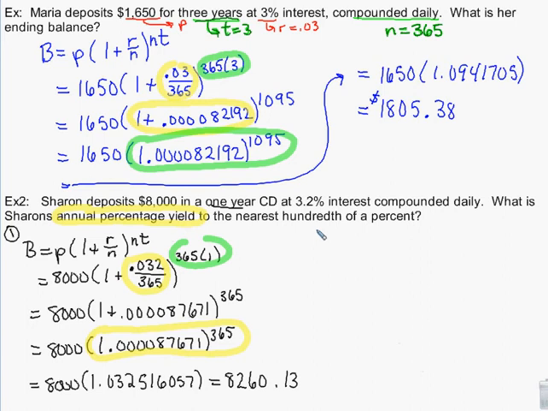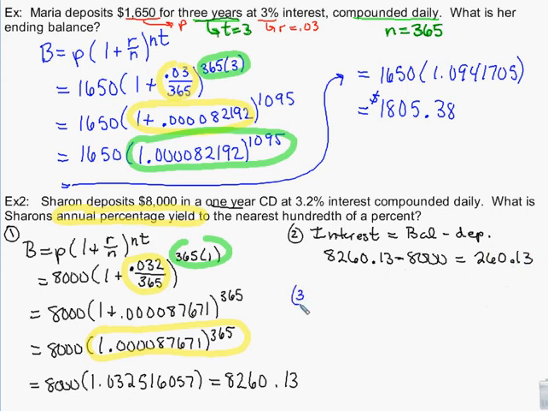So first step is to find the balance. The second step is to find the interest. And that's the balance minus the deposit. So 8,260.13 minus 8,000. So it's a minus, not a times. 260.13.